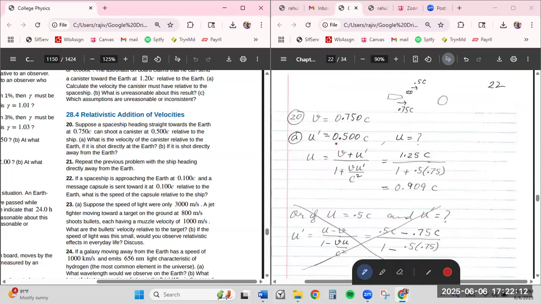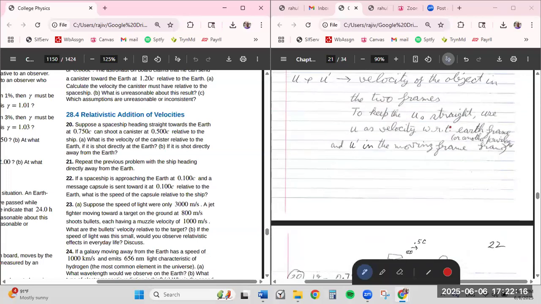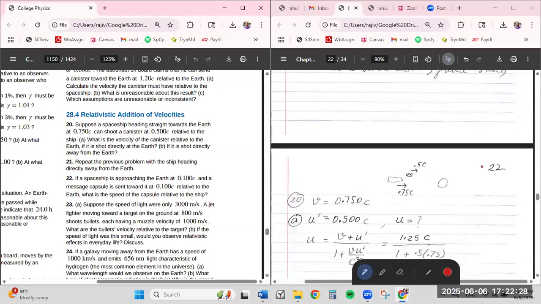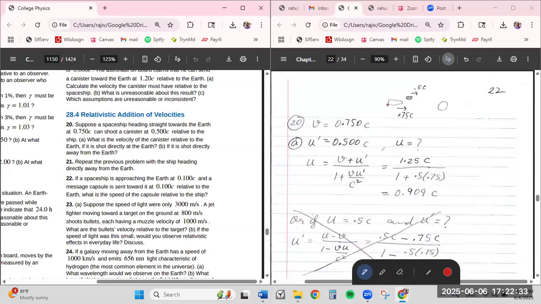And then the way we defined u and u prime, u represents velocity with respect to the Earth frame and u prime in the moving frame. In this case, the moving frame is the spaceship's frame. So as seen from the spaceship, the canister is moving at 0.5 c.